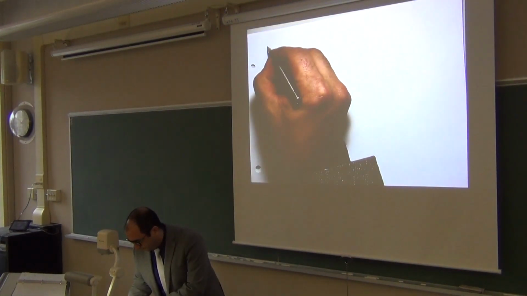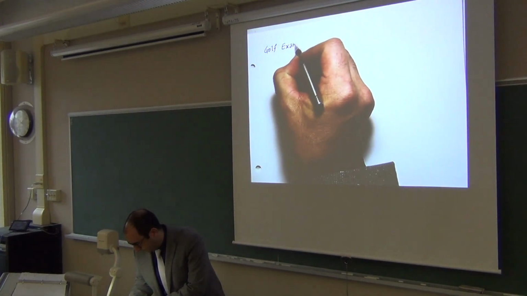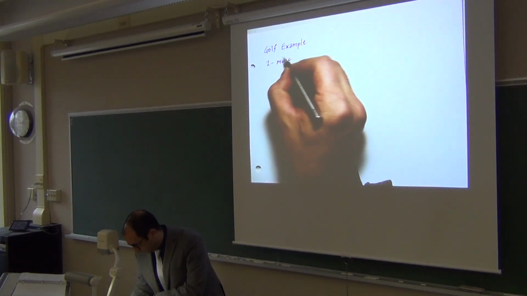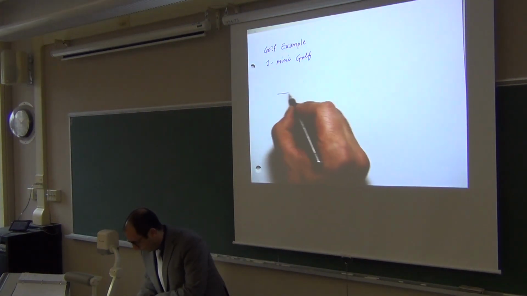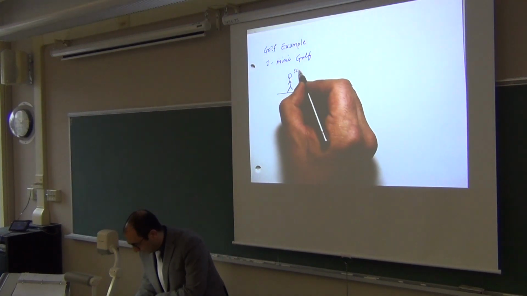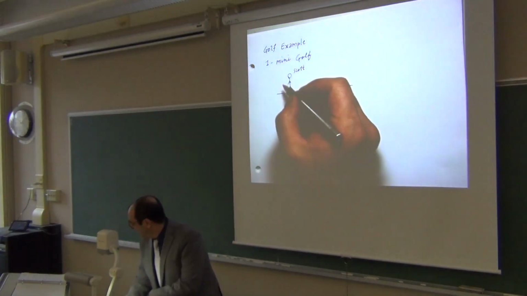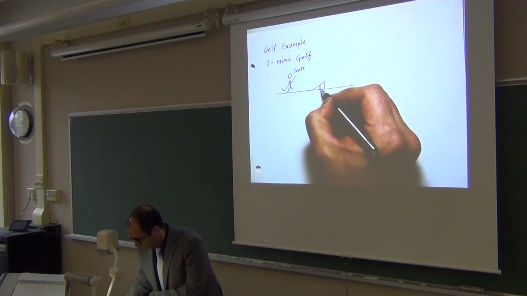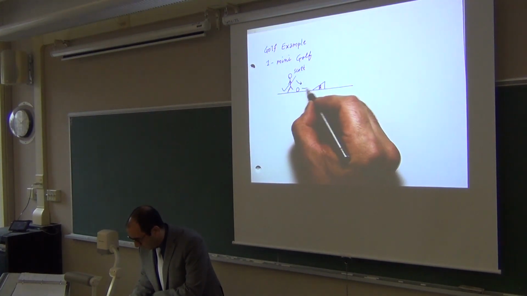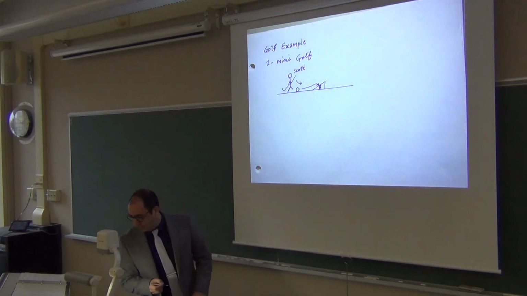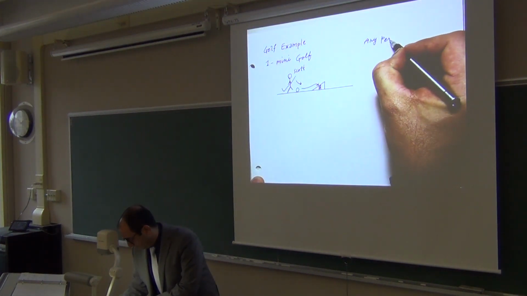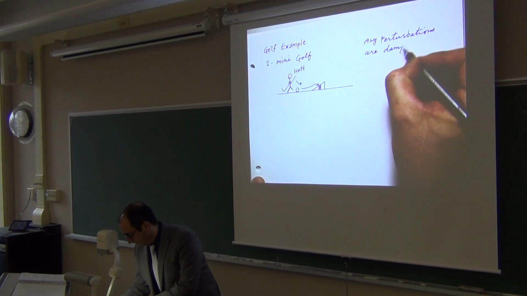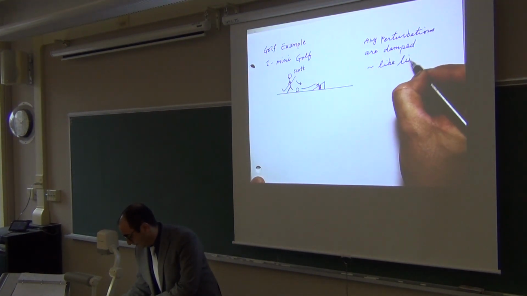So golf example. If you play mini golf, so indoors, this is probably Scott. He's holding his club here, and then the hole is just a few centimeters away. So here's the hole, here's the ball. Swing his club, the ball goes right into the hole. So in this sense, any perturbations are damped. So this is like laminar flow.